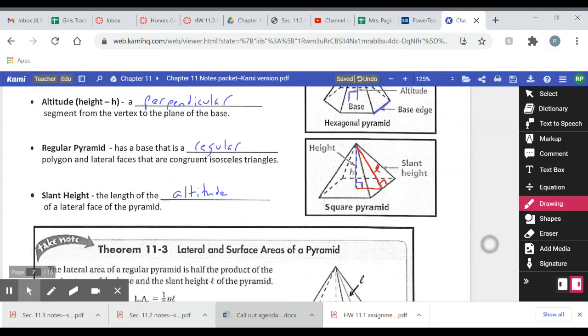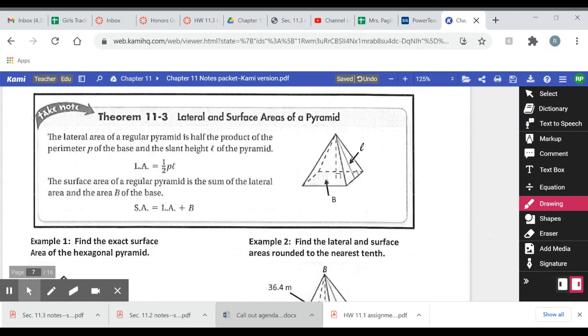So next up is just kind of explaining the different parts of the formula. It says the lateral area of a regular pyramid is half the product of the perimeter of the base and the slant height. So again, the 1/2 is new. The P stands for perimeter of the base, which is the same thing as what we talked about in section 11.2. And the slant height is something new for the pyramid. And again, we can see that in this picture. That comes from the vertex down through the lateral face.